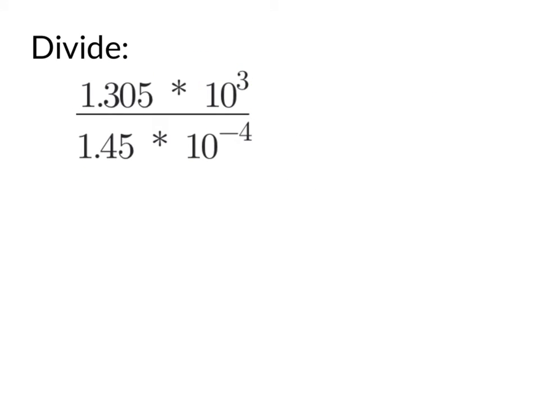Sometimes there might be a little adjusting that has to go on, but the problem starts off the same. All right, we're going to split this into its two pieces and take 1.305 divided by 1.45. When we do that, we get 0.9.